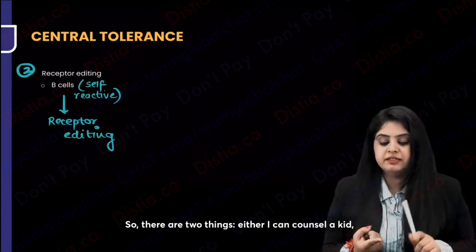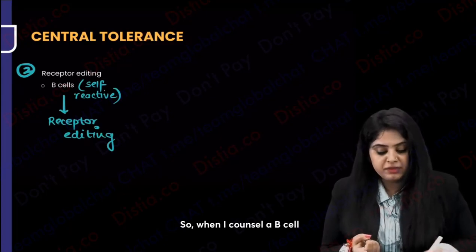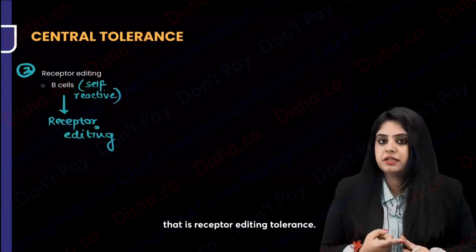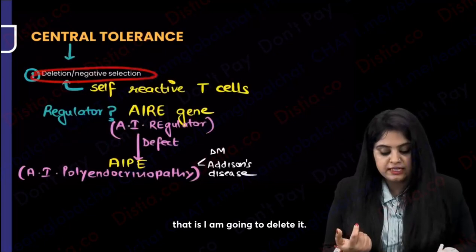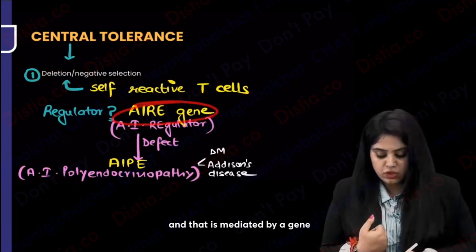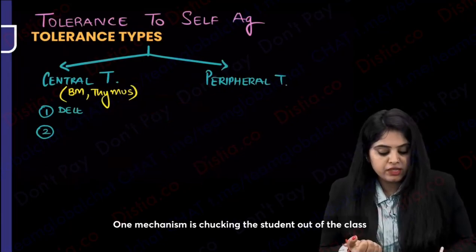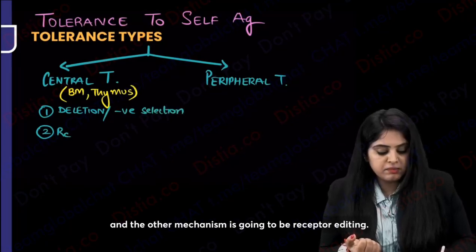So there are two things. Either I can counsel a kid or I can chuck him out of class. So when I counsel a B cell and I change his receptor that listen, don't kill your own cells, that is receptor editing tolerance. If I chuck the student out of class, that is I'm going to delete it. That is done for the self-reactive T cells and that is mediated by a gene called autoimmune regulator. So the two mechanisms are done. One mechanism is chucking the student out of the class, that is going to be deletion or negative selection, and the other mechanism is going to be receptor editing.